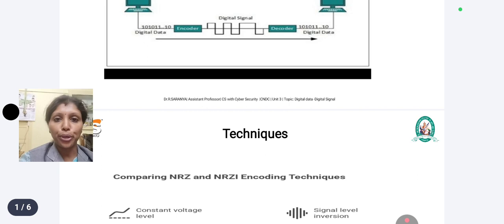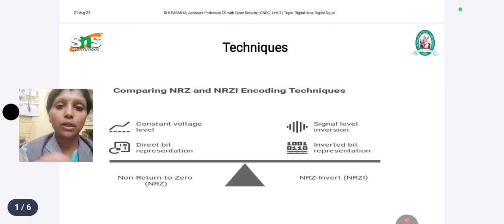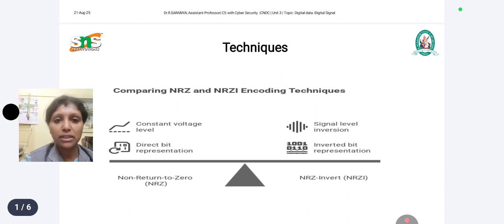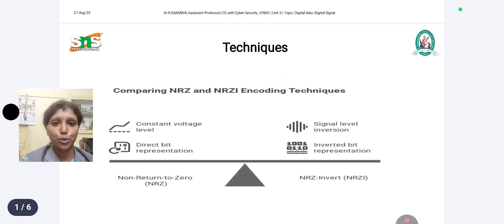Next, the techniques we are going to embed in order to transmit the digital data to digital signals. Here we are going to apply NRZ and NRZI. NRZ stands for non return to zero, and the other one is non return to zero inverted. The advantage of non return to zero is that a constant voltage level is maintained. Based on the voltage level, if the voltage level is high, it represents 1. If the voltage level is low, it represents 0. Based on that, the transmission will happen from sender to receiver.